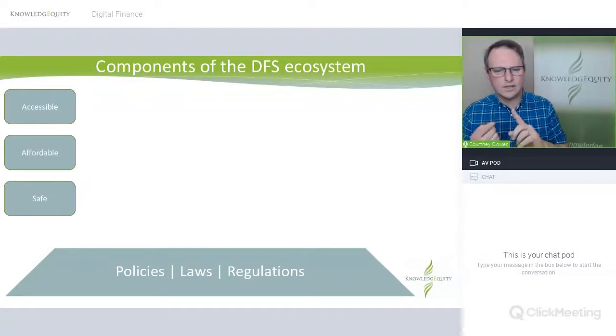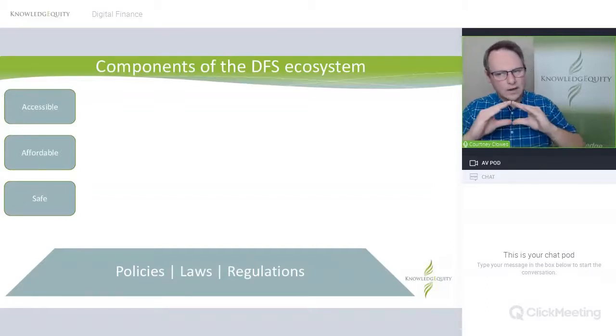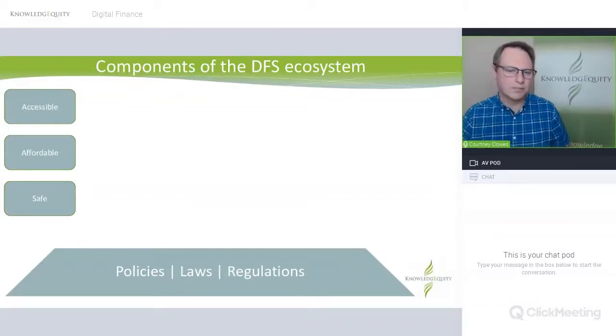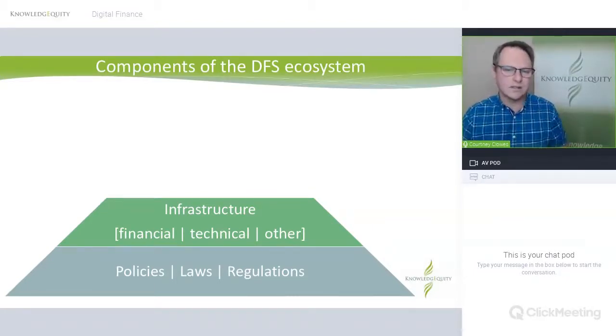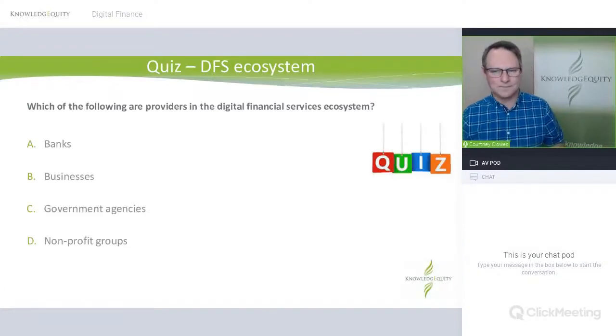Without good policies, laws, and regulations to make sure that digital services are accessible, affordable, but also safe, and that you're protected in terms of privacy and ransomware items like that, we need a foundation stone set in place by governments. So that's the first item. From there, we have our infrastructure, our financial infrastructure, so our banking rules and regulations, as well as our technical, the computers and the systems talking to each other.